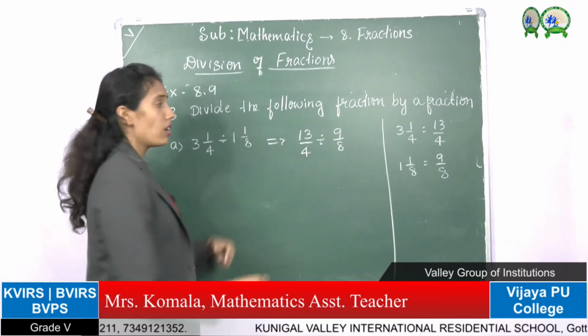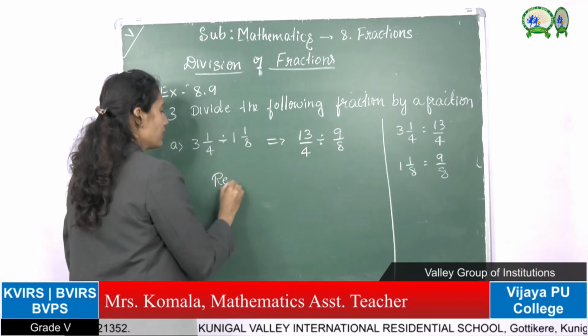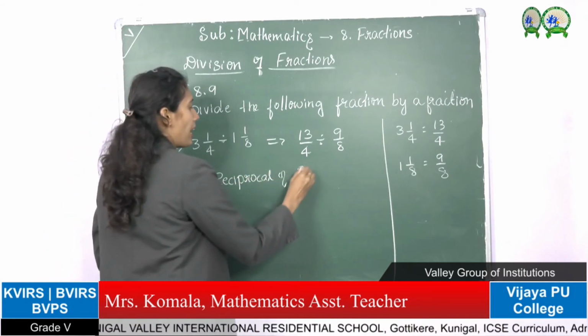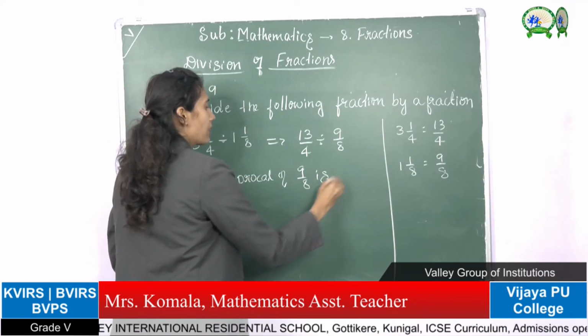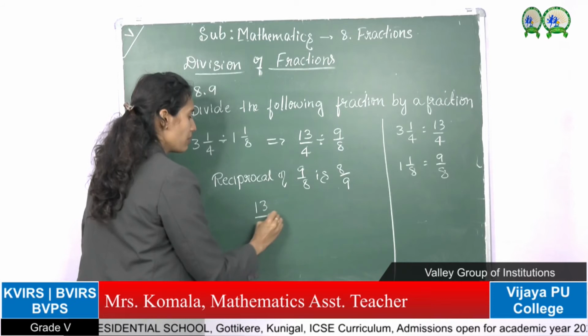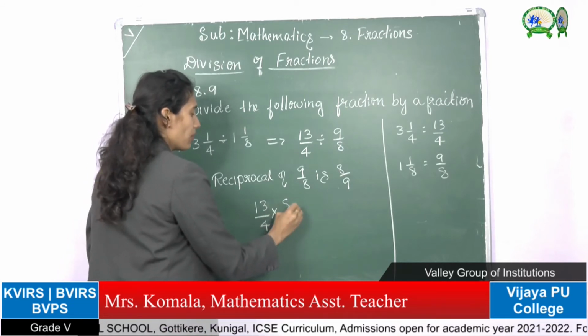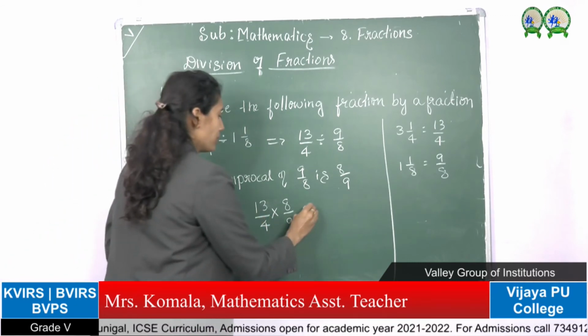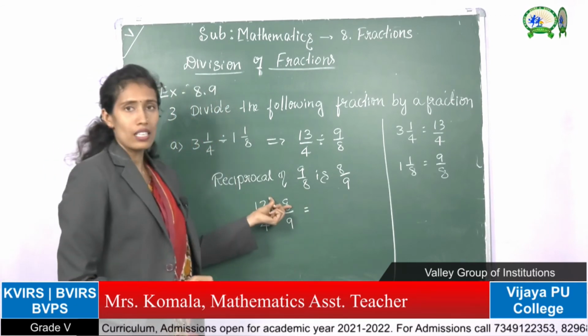What is the reciprocal of 9 by 8? That means the divisor. The reciprocal of 9 by 8 is 8 by 9. Now we can write it as 13 by 4 into 8 by 9. Now we can simplify. 13 eights are how much?